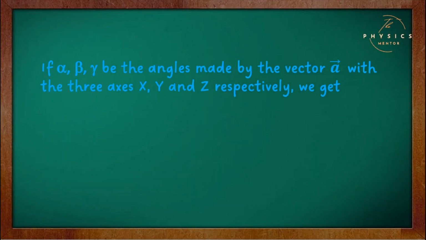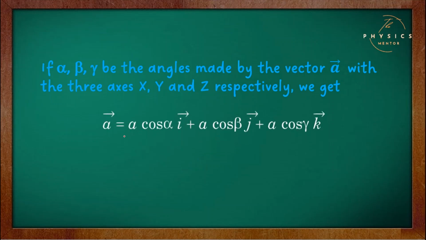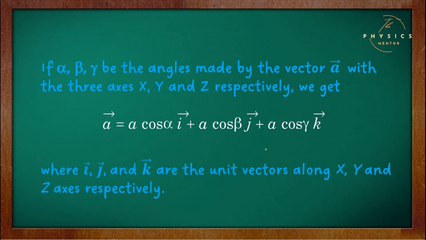In 3 dimensions, the vector will be resolved into 3 parts, that is along the x, y and z axis. If alpha, beta, gamma be the angles made by the vector A with the 3 axes x, y and z respectively, we get vector A equal to A cos alpha I vector plus A cos beta J vector plus A cos gamma K vector, where I vector, J vector and K vector are the unit vectors along x, y and z axis respectively.